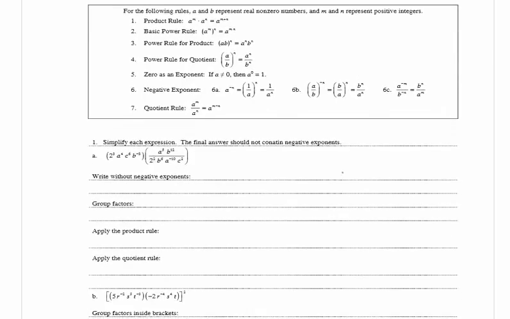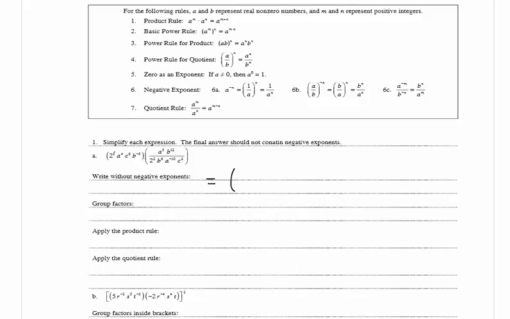So we have 2 cubed times a to the fourth times c to the sixth times b to the negative third times a to the fifth times b to the 12th divided by 2 squared times b to the 6th times a to the negative 10th times c squared. And the first thing they want us to do is write without negative exponents.